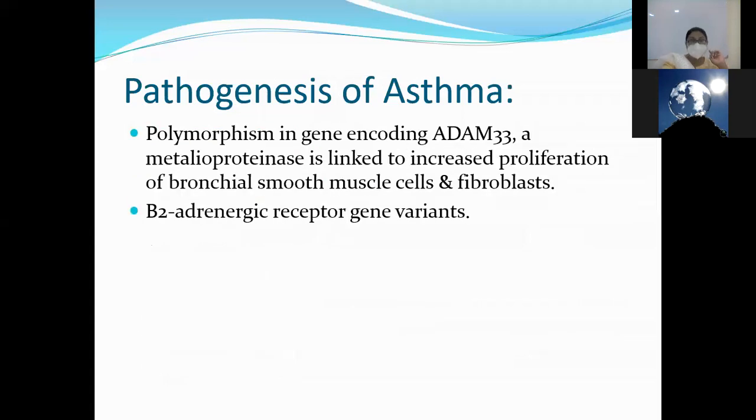And this is very important: ADAM33, polymorphism in the gene encoding ADAM33. You must write, if anyone asks about the pathogenesis of asthma, then in genetics there is a role of chromosome 5q, and there is a polymorphism in the gene encoding ADAM33, a metalloproteinase linked to increased proliferation of bronchial smooth muscle cells and fibroblasts. Clear? Beta 2 adrenergic receptor gene variant.